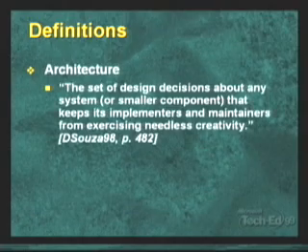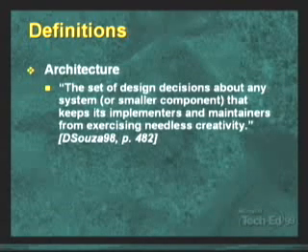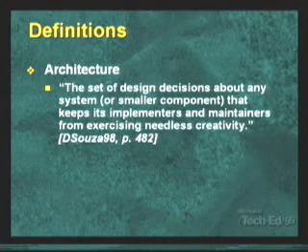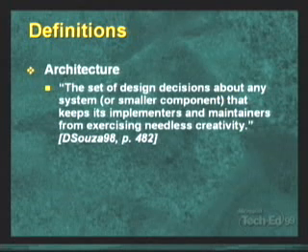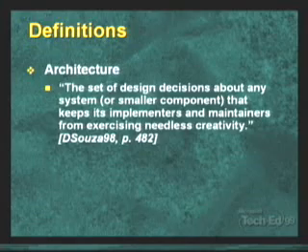So with that, I want to show you a couple of definitions. The first is for architecture. I really like this definition. It gets the point across exactly. The set of design decisions about any system or smaller component that keeps its implementers and maintainers from exercising needless creativity. You don't want people getting too creative. This is from a very good book called Objects, Components, and Frameworks by D'Souza and Wells. I've got this listed as a reference at the end of the slide deck, but it's a very good book about component-based architectures.